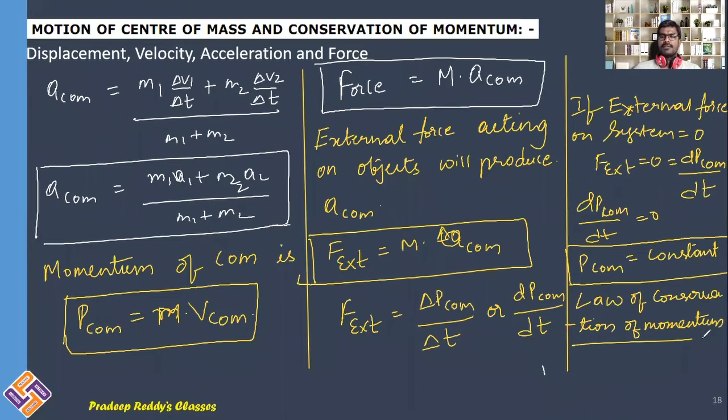This is called the law of conservation of momentum. So we have now discussed displacement of the center of mass, velocity of the center of mass, acceleration of the center of mass, force acting on the center of mass, and also momentum and conservation of momentum of the center of mass. And remember that if there is any external force acting on the system, then only momentum will undergo change. If there is no external force acting on the system, the law of conservation of momentum holds good.